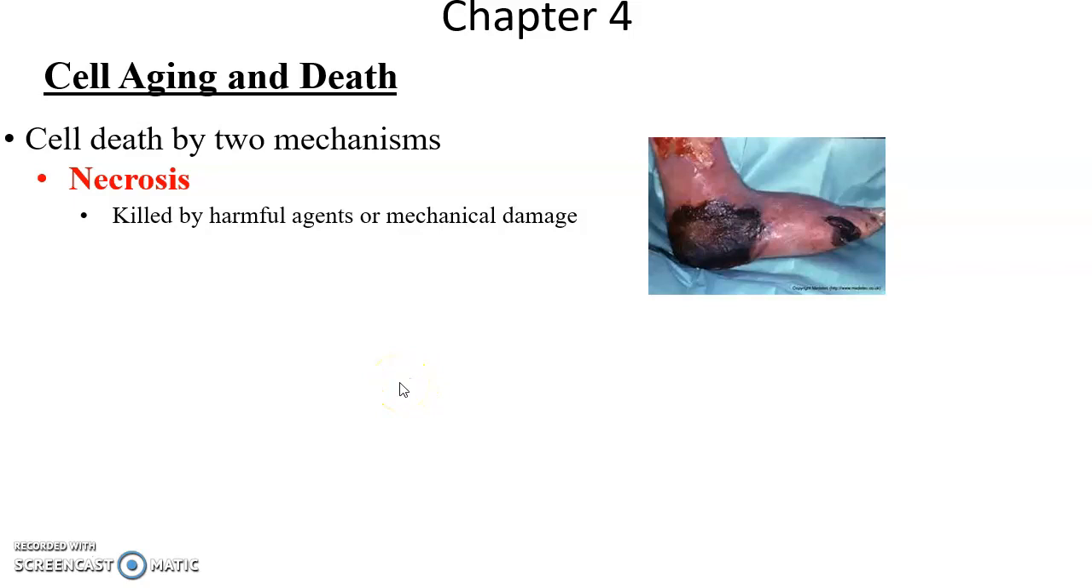All right, it turns out we do occasionally have cells die. Cells can die through necrosis. Necrosis is basically an accident. Something harmful has killed the cells. You accidentally stab yourself with a knife, you spill acid on your skin. It's unexpected, undesired damage and cell death.